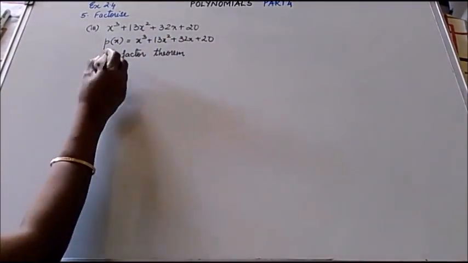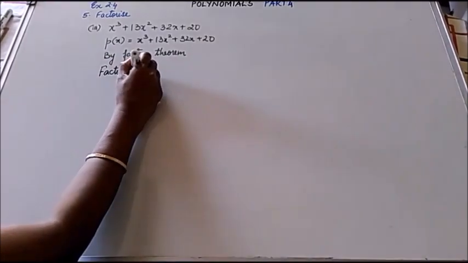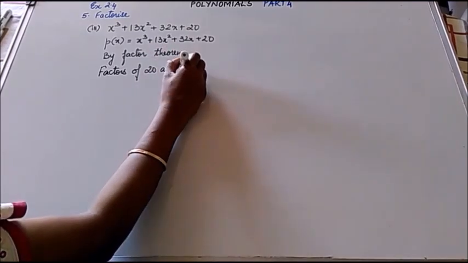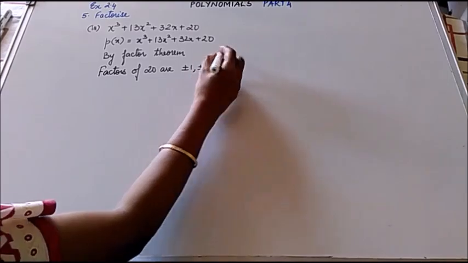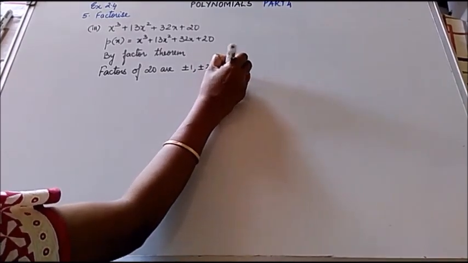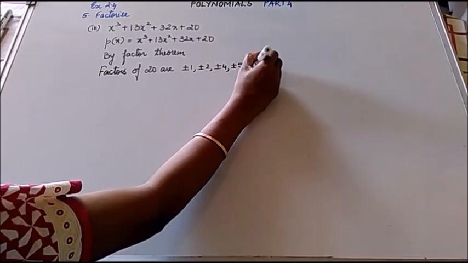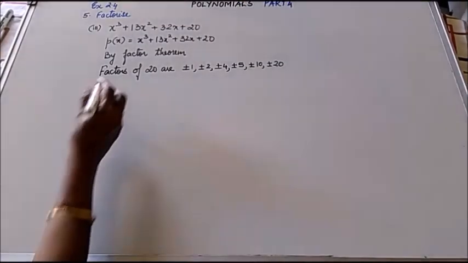1 into 20 gives me 20, therefore factors of 20 are plus or minus 1, plus or minus 2, plus or minus 4, plus or minus 5, plus or minus 10, plus or minus 20. Okay, first let us take x equal to 1.